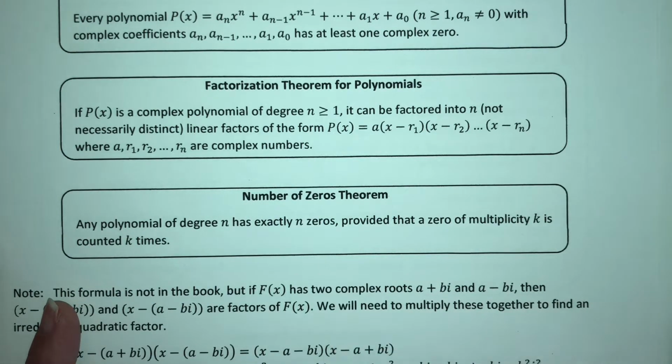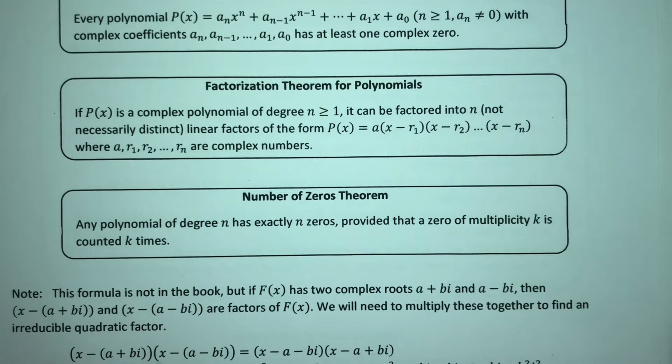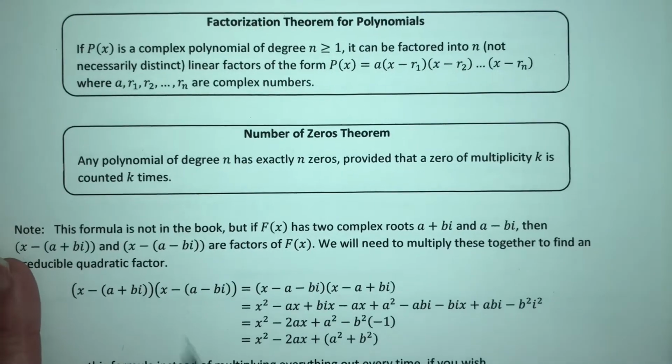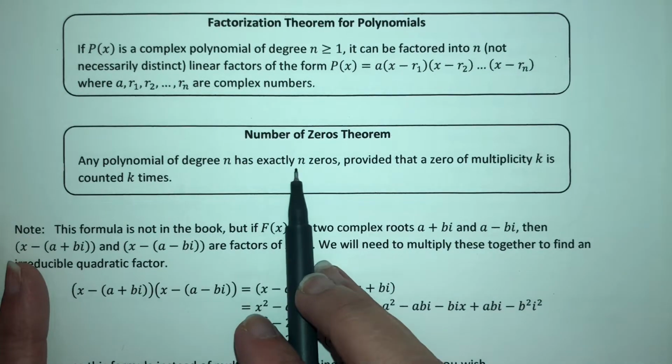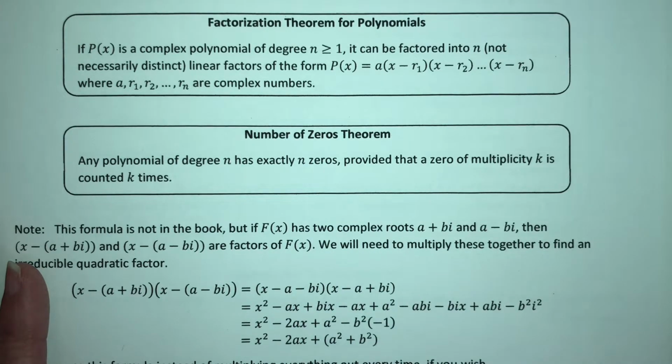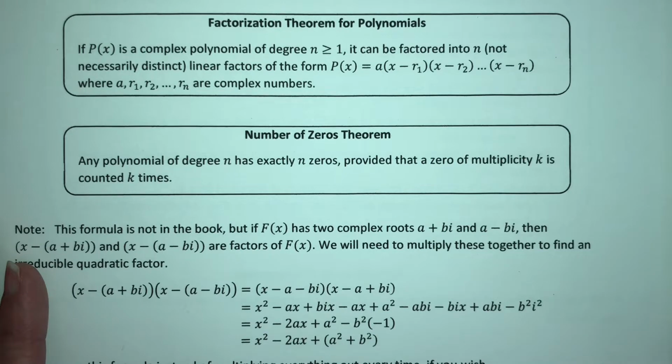So this is just working backwards from the idea that we can factor everything and set each part equal to 0. Well, if we already know what gives us zeros, then we can work backwards and get it into factored form. Okay? Any polynomial of degree n has exactly n zeros, provided that a 0 of multiplicity k is counted k times. And that's just, multiplicity is just if you get an answer more than once.